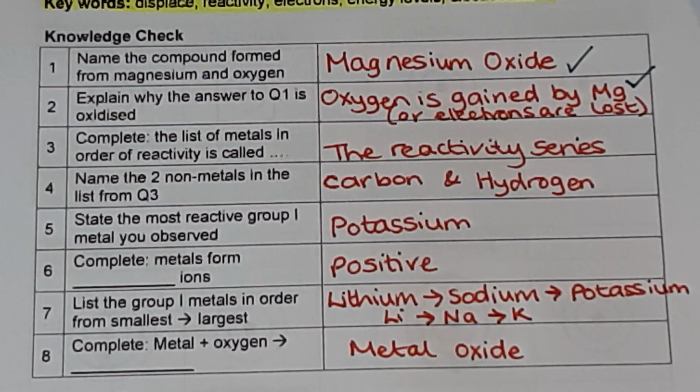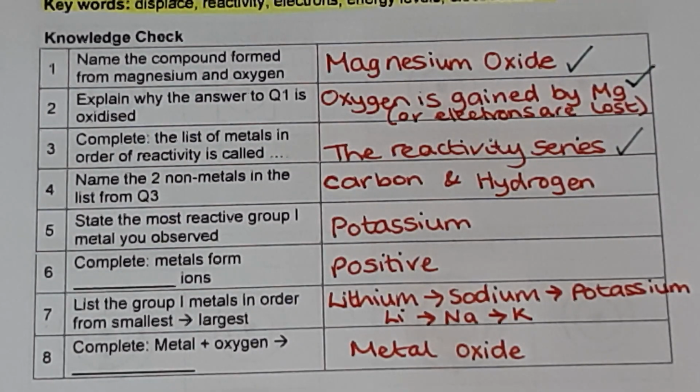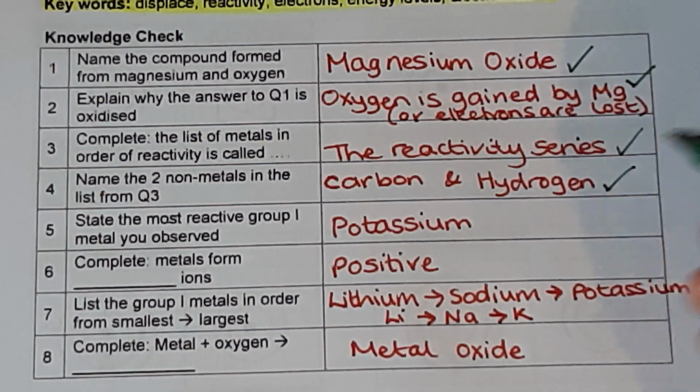Question 3. Complete the list of metals in order of reactivity. The list of metals in order of reactivity is called the Reactivity Series. Question 4. The 2 non-metals in the list from question 3, the reactivity series, are carbon and hydrogen. You need both of them to get the mark.